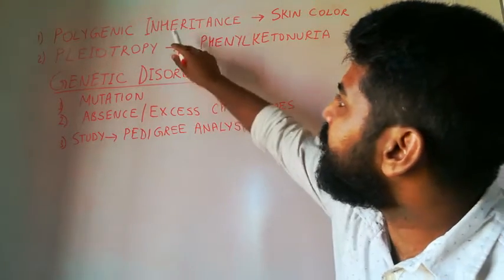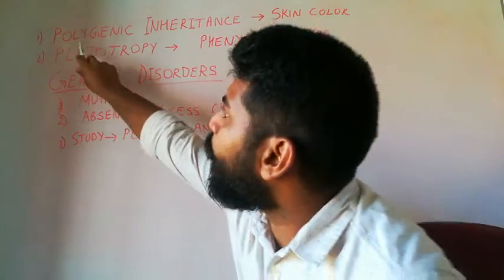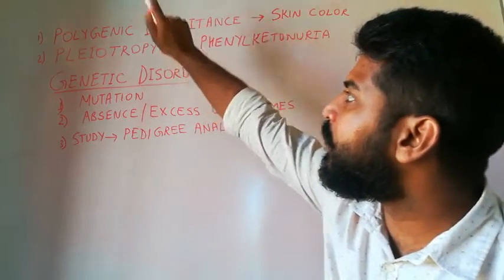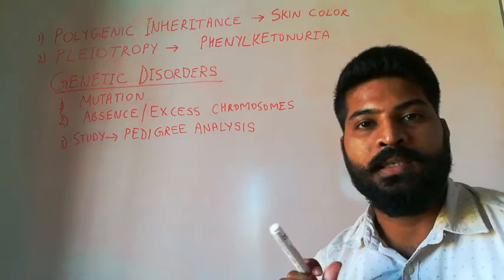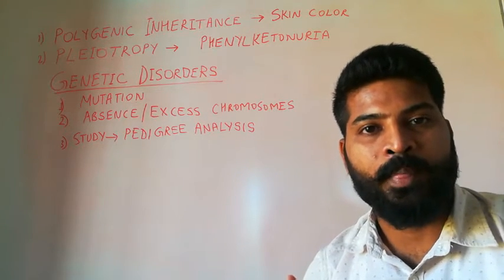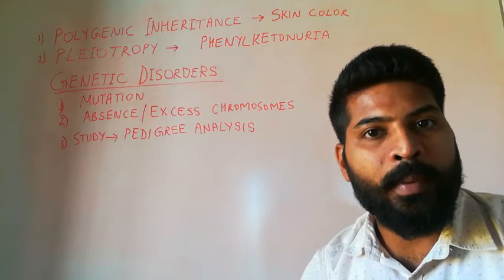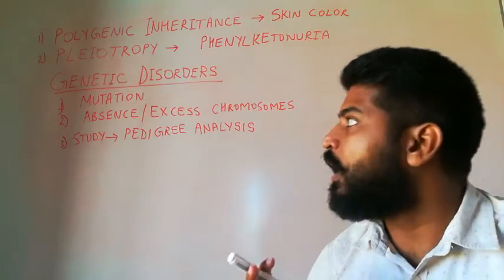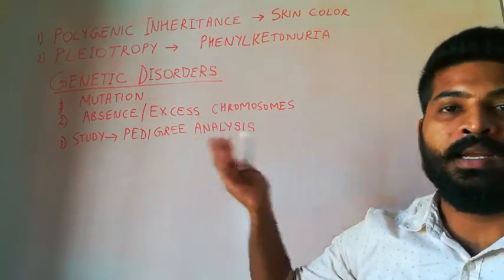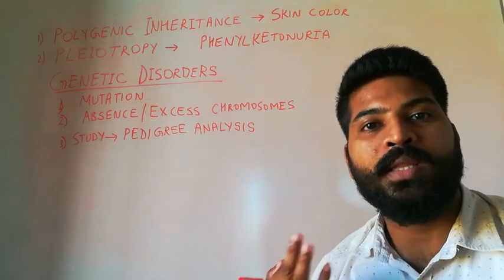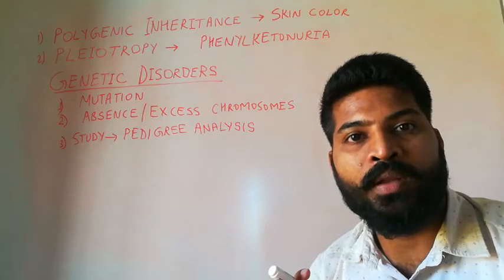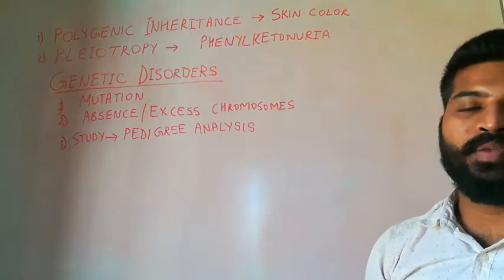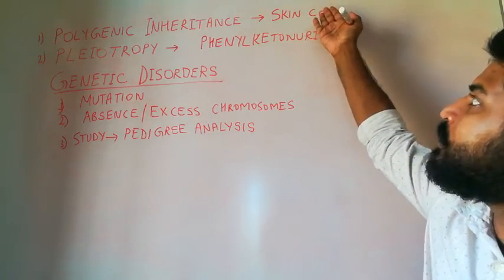As the name itself suggests, poly means many genes which are inherited. So this is a phenomenon where one trait is controlled by three or more genes. When three or more genes are responsible for the trait or phenotype, it is called polygenic inheritance. The best example for this is human skin color.